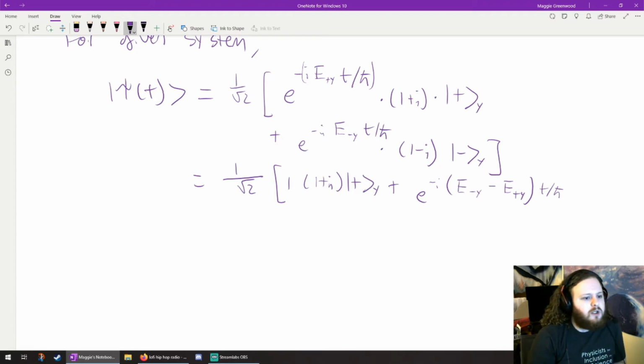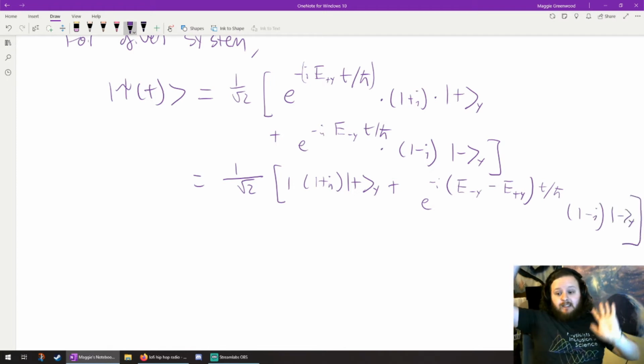Okay, we're good. So, t over h bar times 1 minus i. Maybe what I'll do is I'll just bring the e down. Hey, look at that. I could just bring the e down. 1 minus i minus y. Okay, cool. That's the time evolved state. That is the time evolved state.